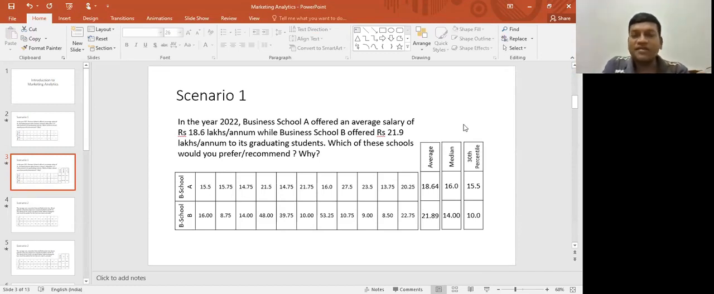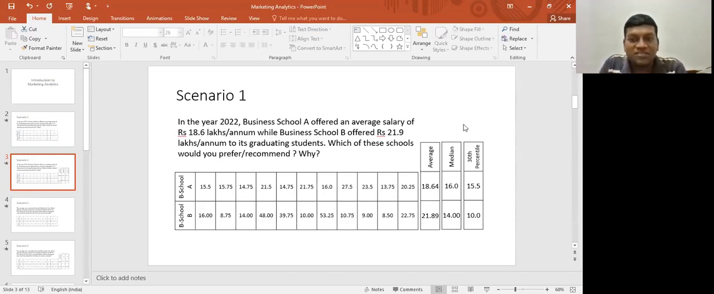We have calculated the 30th percentile here. What it means is that 70% of the students are better than you, so you're somewhere slightly lower than the average student. Only 30% of students are below you, and 70% are ahead of you.